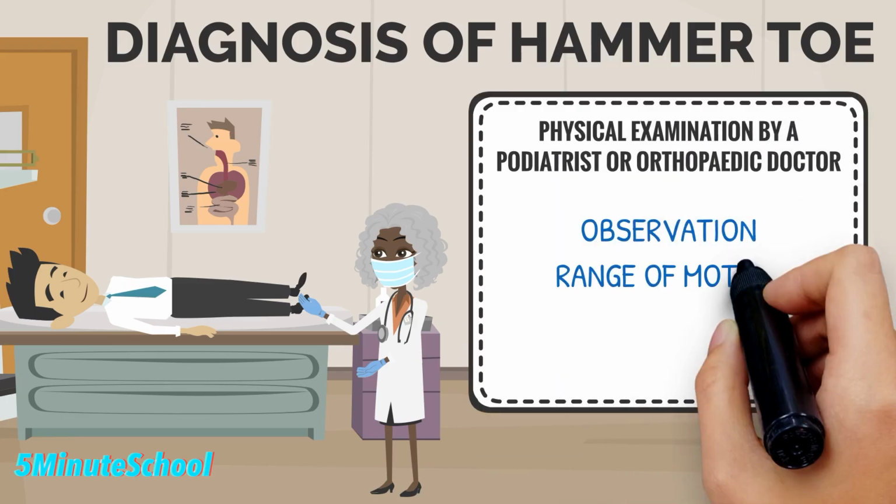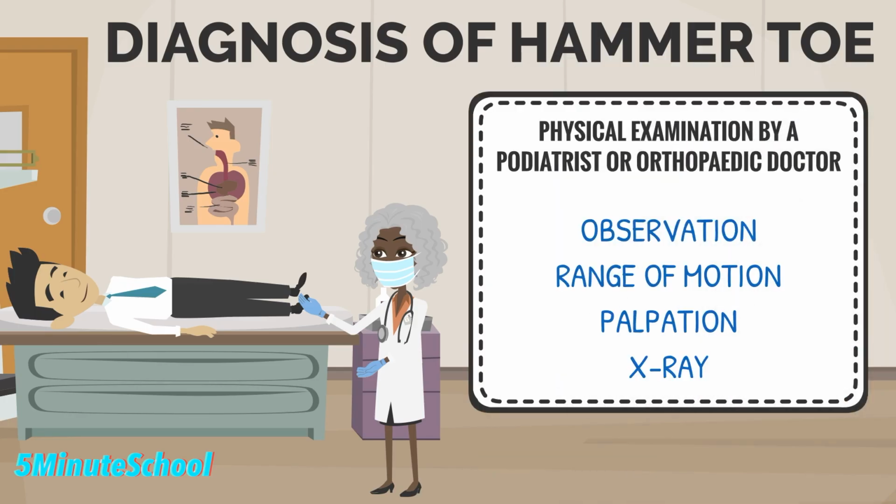So diagnosing hammer toe involves a physical examination by a medical professional, such as a podiatrist or an orthopedic surgeon. The examination will involve observation, so the doctor is going to visually assess the toe position, the alignment, and any signs of deformities.